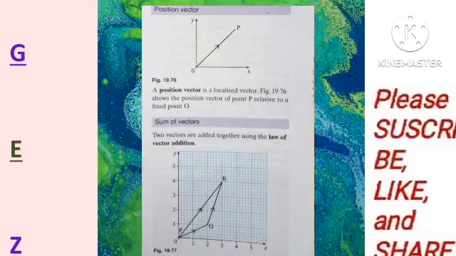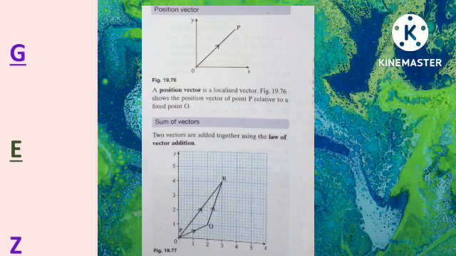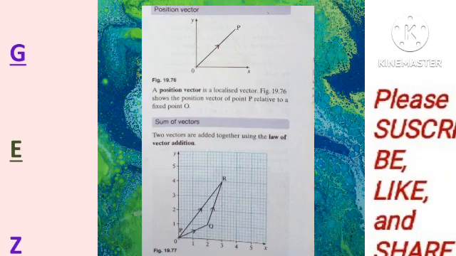Folks, let's go on to position vectors. A position vector is basically a localized vector. So what does that mean? A position vector is a vector that has its position already specified. So the position vector of P is relative to a fixed point O. Anytime you specify the position of the vector relative to any axis, it is called a localized vector.